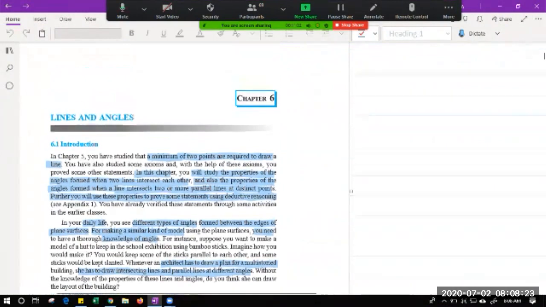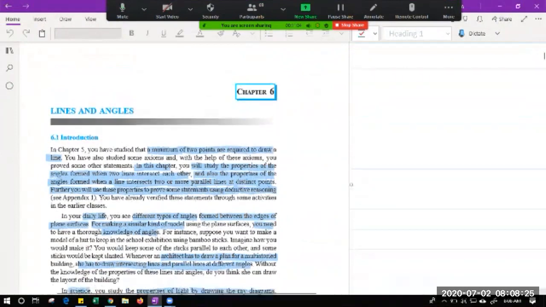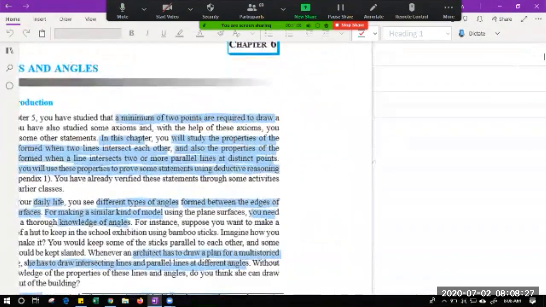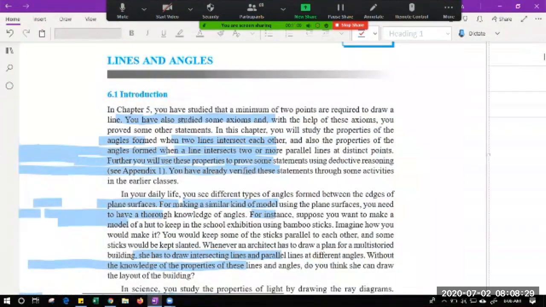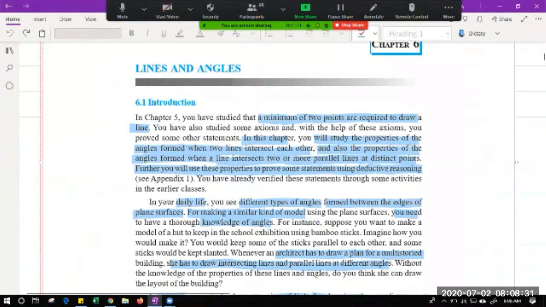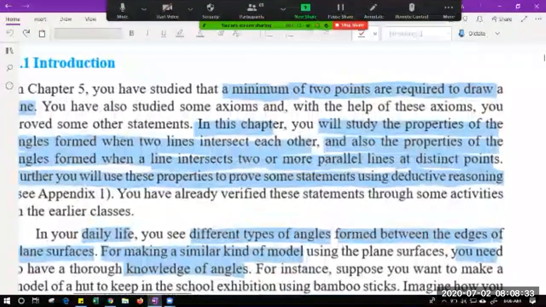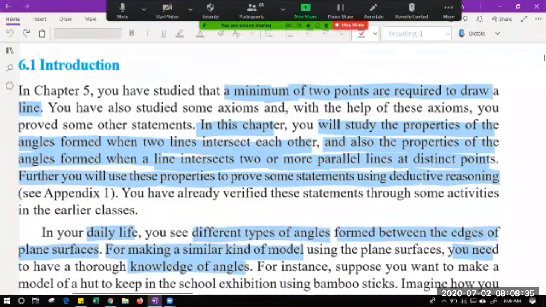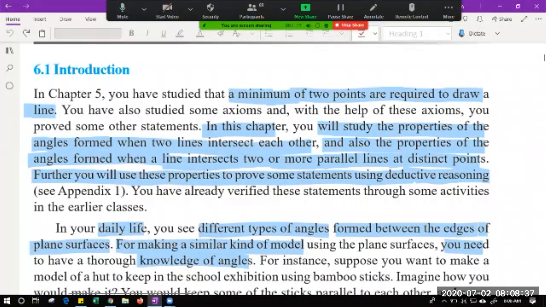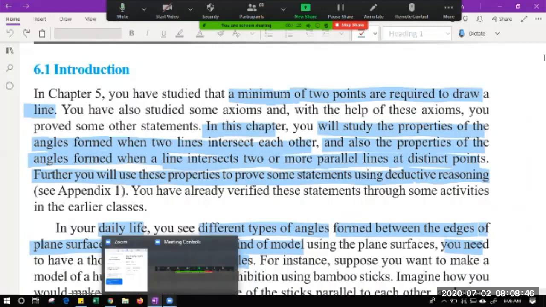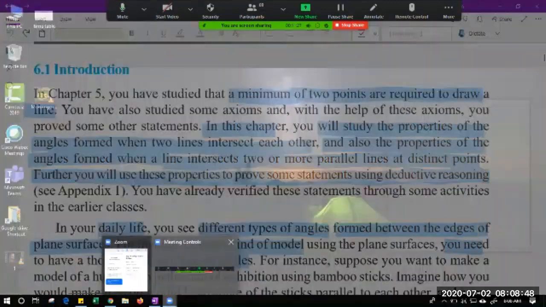Now, the chapter name is Lines and Angles. I hope this is visible to you. Okay, some simple introduction, I've marked for you, I'm going to read. First of all, we all know that to make a line, we need a minimum of how many points? We need a minimum of 2 points.